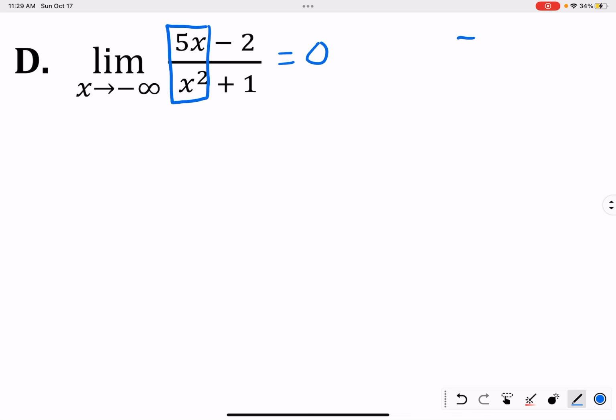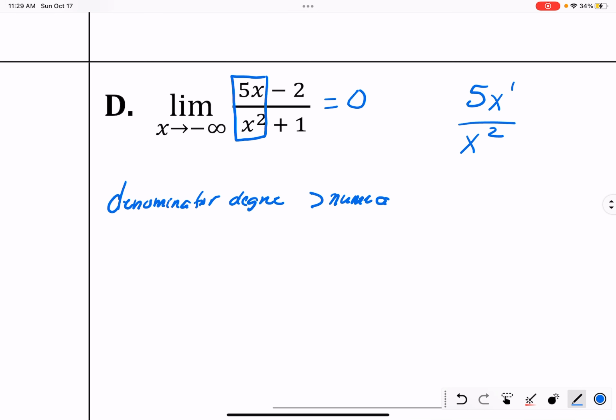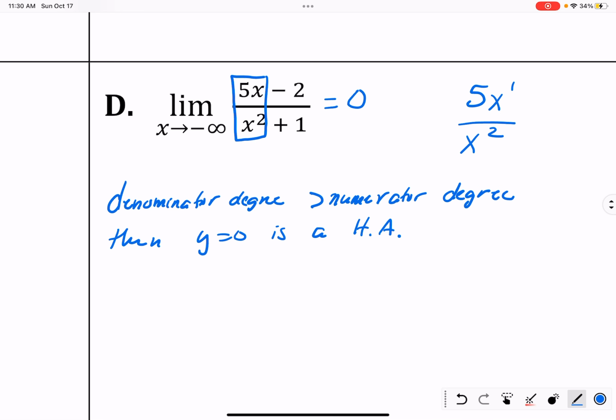Notice that the 5x, that power is 1, and then at the bottom, the power is 2. So I'm going to write a couple things down here. When the denominator degree is greater than the numerator degree, then y equals 0 is a horizontal asymptote.